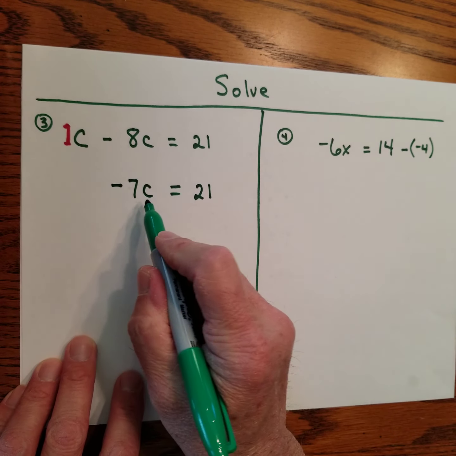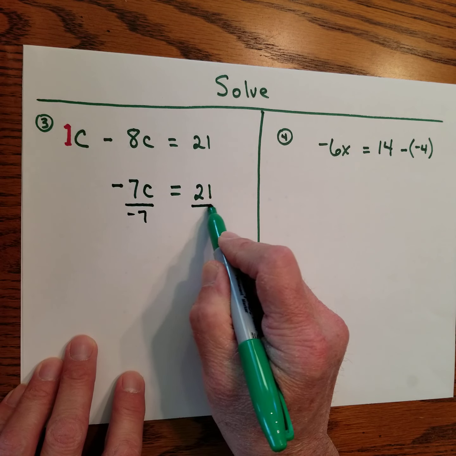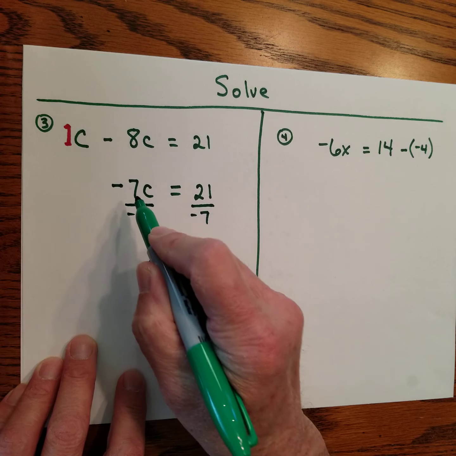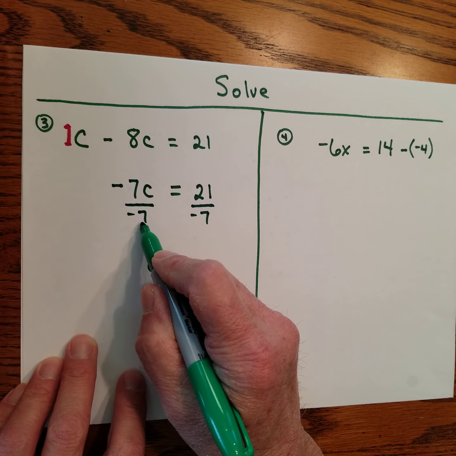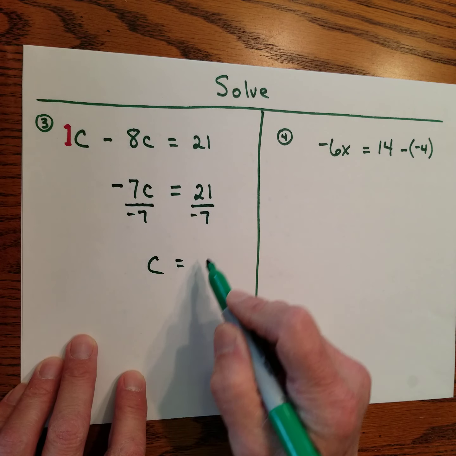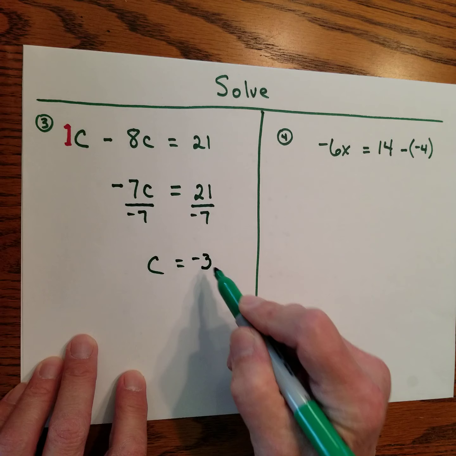To solve, the inverse of multiplication is division. We'll divide both sides by negative 7. Negative 7 divided by negative 7 is 1. 1 times c is c. 21 divided by negative 7 is negative 3 because a positive divided by a negative is a negative.